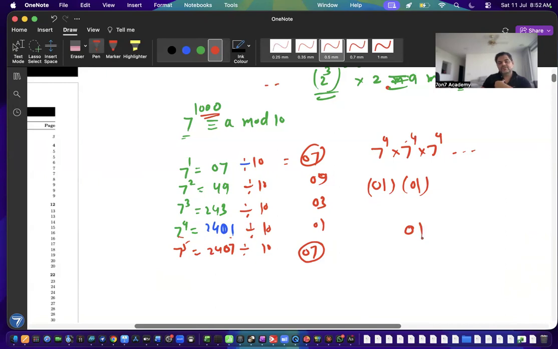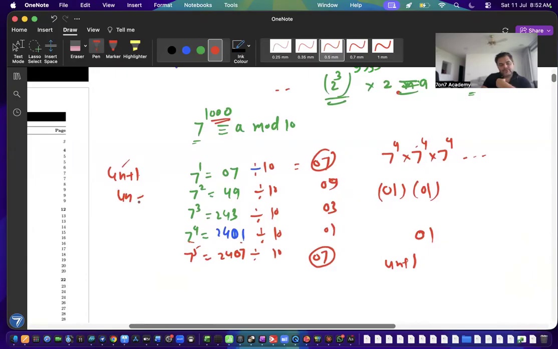1, not 7. 7 comes when you have 4n plus 1. Riddhi, if you have 4n plus 1, where n is a positive integer, it will give 7. Agree? 4n plus 2 would give you what? 9. 4n plus 3 will give this. So that much you understand.